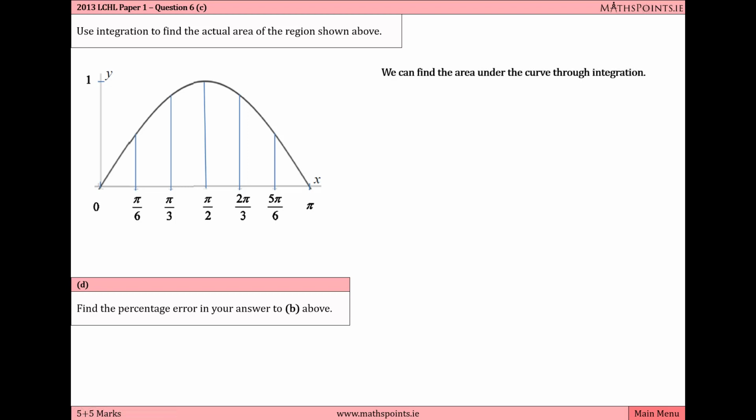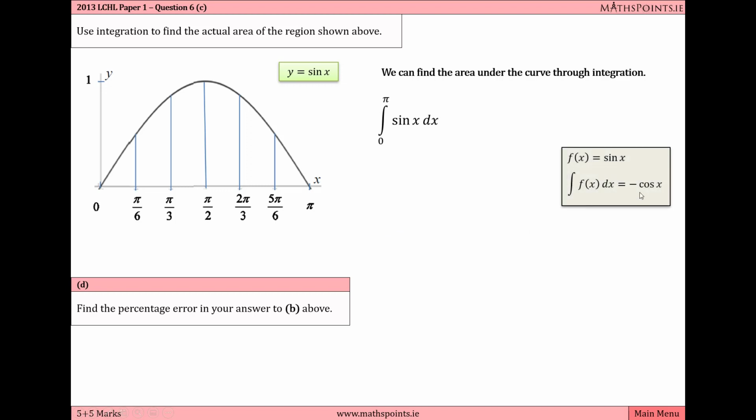So to find the exact area, we're going to integrate y equals sin x with respect to x from 0 to pi. So if we write that in integral form, it's the integral of sin x dx from pi to 0. If we open up our tables, we can see that the integral of sin x is minus cos x, and so this becomes minus cos x with limits of pi and 0.